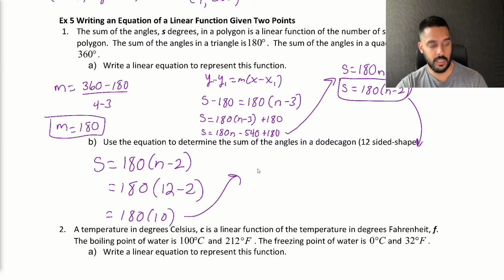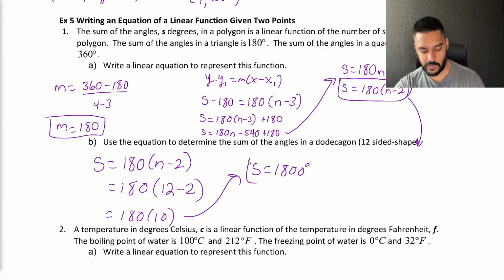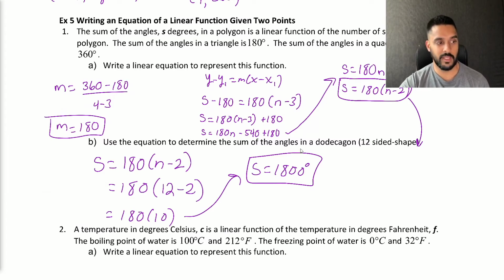So in total, there are 1800 degrees inside of a dodecagon, regardless if it's a regular dodecagon or not. If the sides are the same, or they could be different, there's 1800 degrees in total. Okay, so let's see if we can apply the same sort of logic to the second one here.